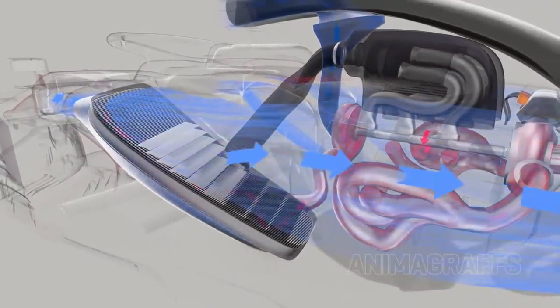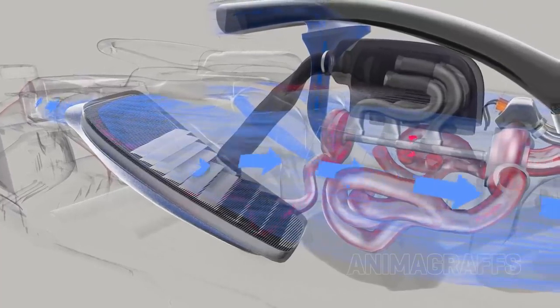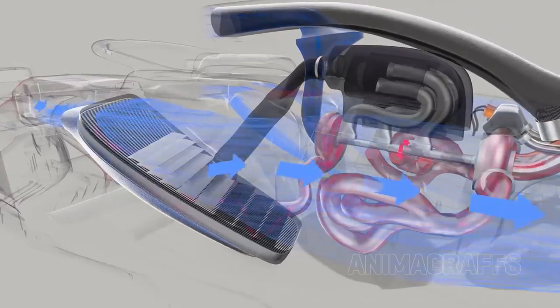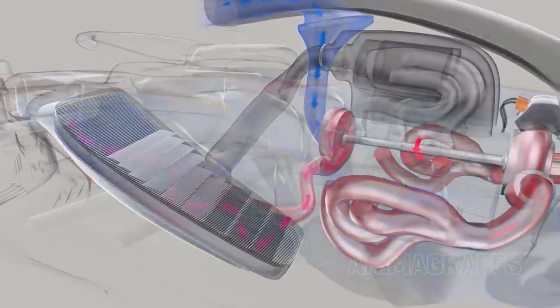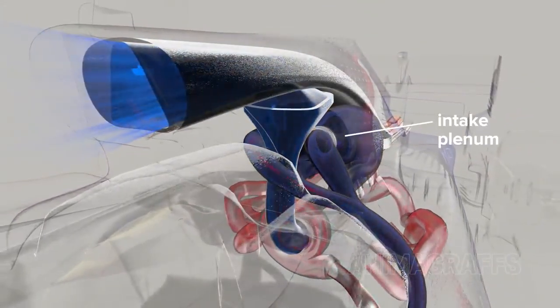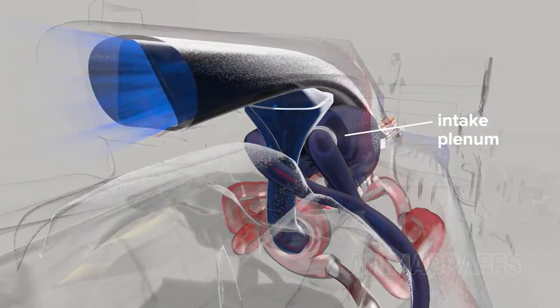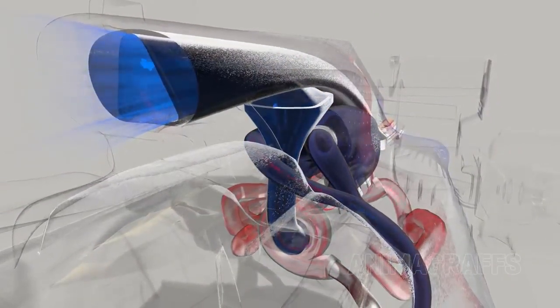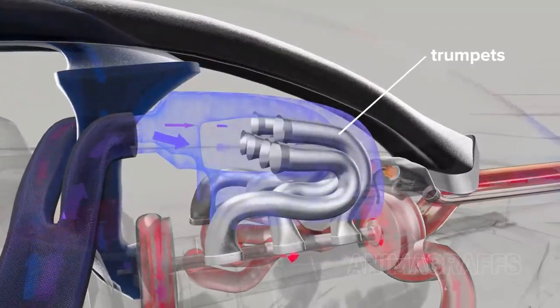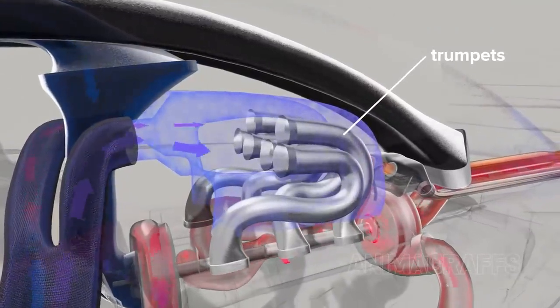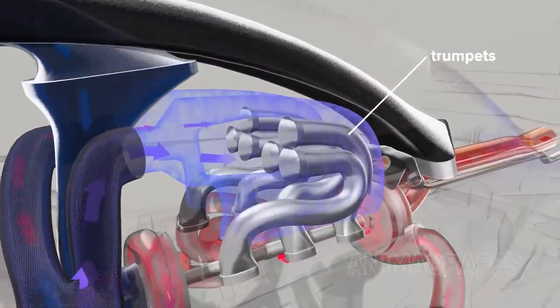Side pod air rushes by the intercooler's tubes and fins, cooling the compressor air inside. The now cooled air passes through the special split ducting that feeds separate intake plenums. These are chambers designed to keep air pressure balanced between cylinders. Intake trumpets extend into the plenums for specially tuned air delivery to each cylinder.